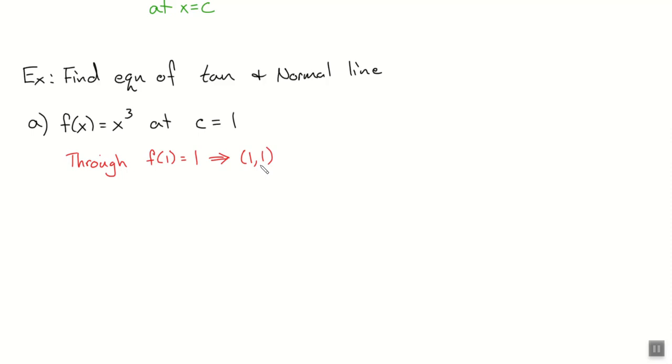I can write a point like this. I can write a point like this. They're the same, just different notation. Cool. So we have the point that we run through. What else do I need if I want to write the equation of the line? How do you find the slope of a tangent line?